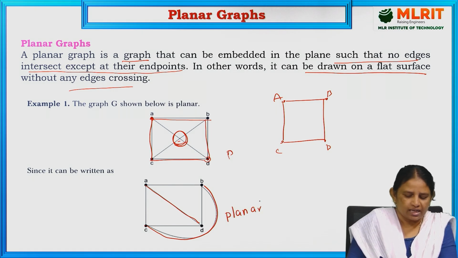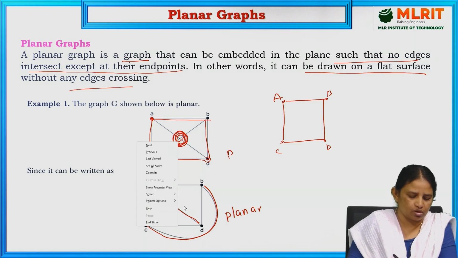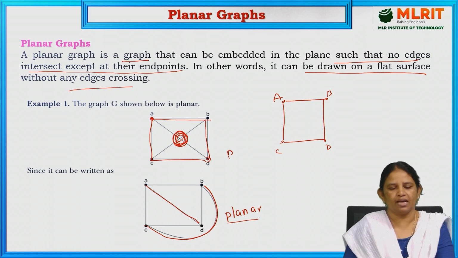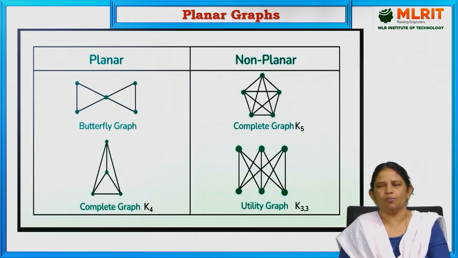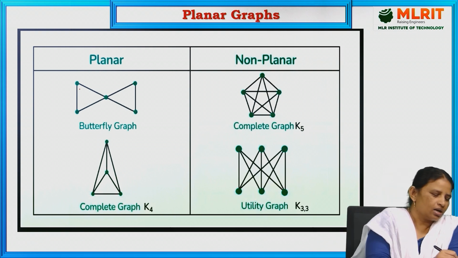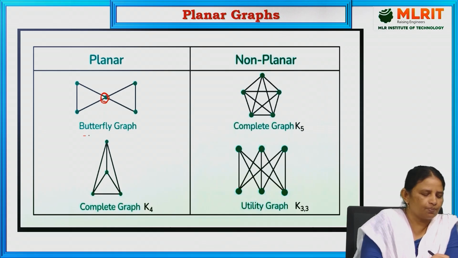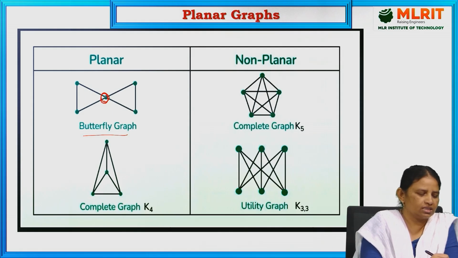Before that, these were crossing. But how can we convert this crossing of edges into a planar graph? By taking that same edge from the outside of the region, then we can call it a planar graph. Considering some examples, we need to check whether it is planar or non-planar. Here, these edges are not crossing because there is a vertex present. So it is a butterfly graph. Here the edges are not crossing. It is planar.